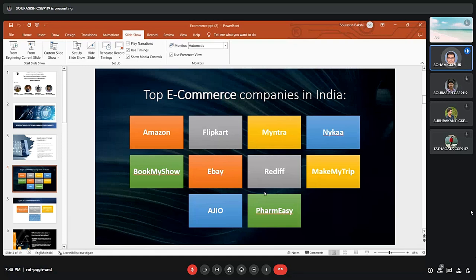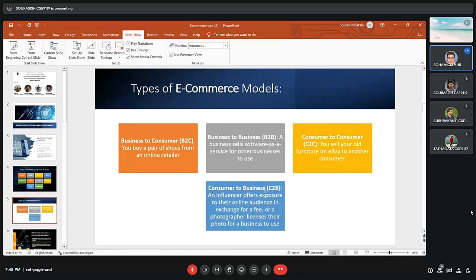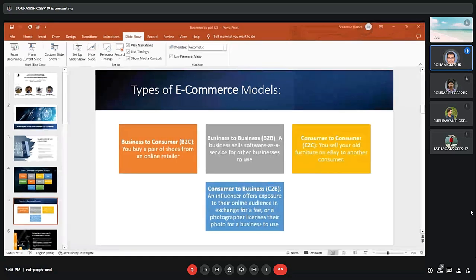Now let's see some e-commerce models. Next slide. Okay, so there are mainly four types of e-commerce models. First one is business to consumer. Business to consumer is a type of interaction where a business sells any product to an end user, like a consumer. Suppose you are buying a pair of shoes from an online retailer or online website.